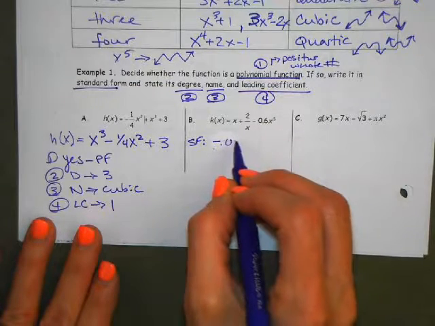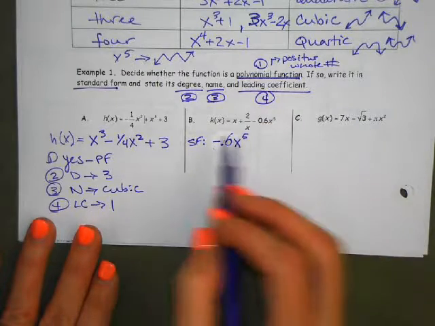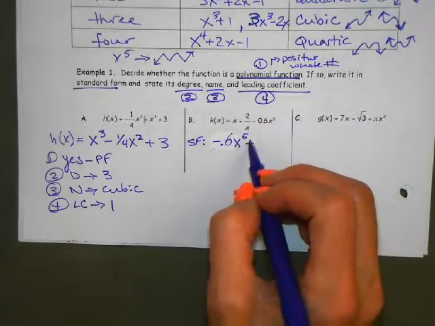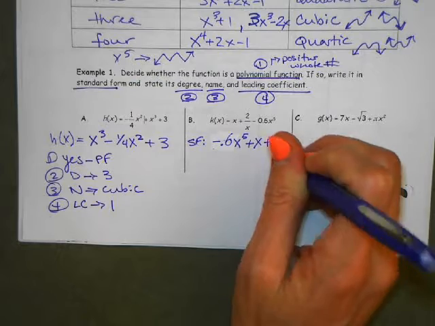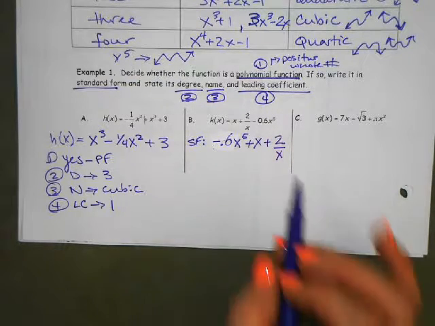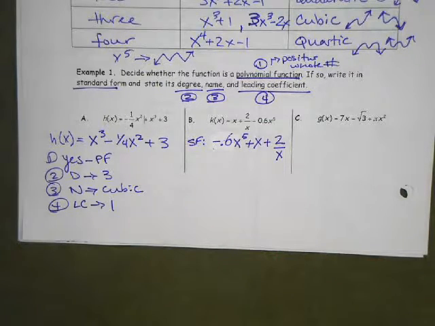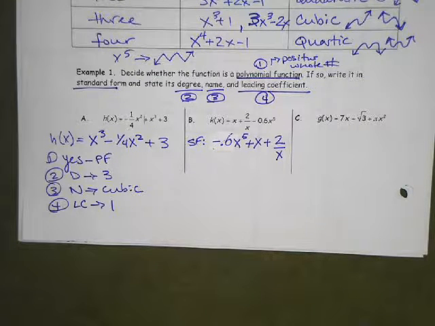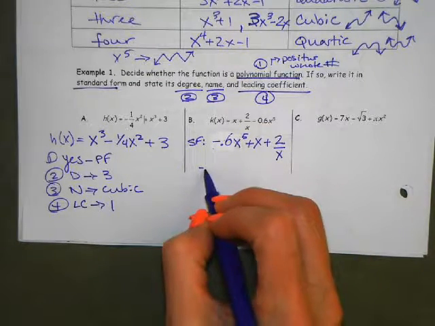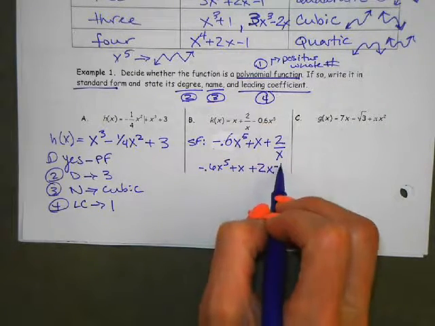So negative 0.6 x to the 5th, plus x, plus 2 over x. Well, if I have a variable in the denominator, how do I pull it to the numerator? Do you guys remember? I have to flip it and change the sign, right? Yeah, do the reciprocal and change the sign. So technically this would be written as negative 0.6 x to the 5th plus x plus 2 x to the negative 1.